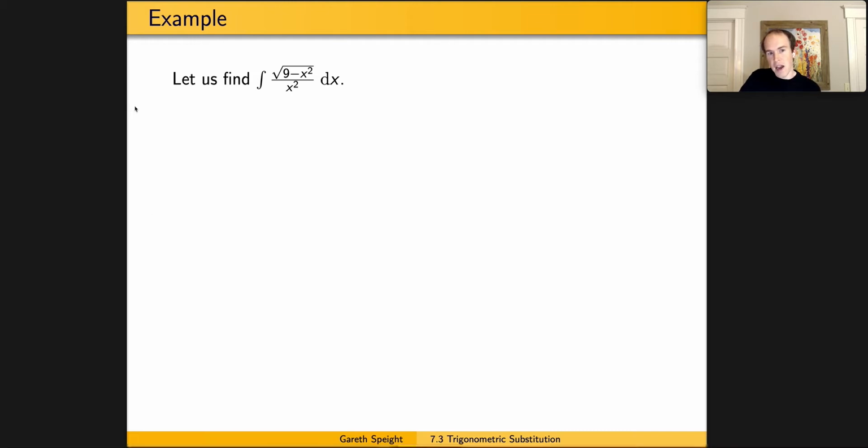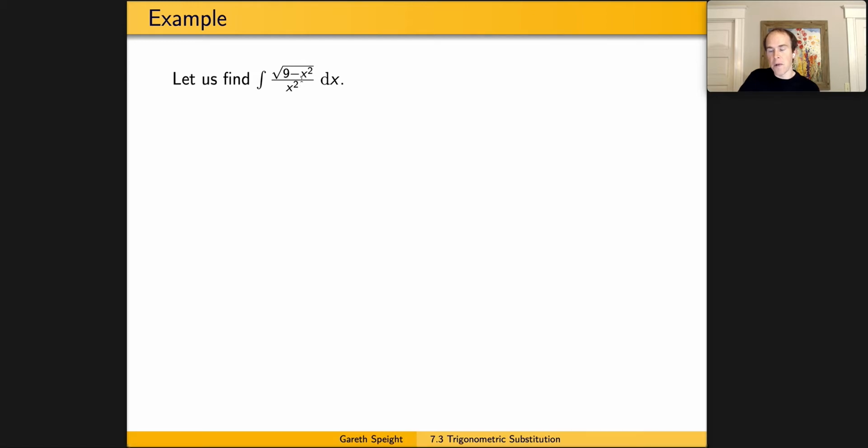Let's suppose we look at the integral of the square root of 9 minus x squared divided by x squared dx. If we just had x times the square root of 9 minus x squared, then we would do u equals 9 minus x squared. But we don't have that, we have something more complicated. So we're going to want to consider a trig substitution. And we see that the square root involves 9 minus x squared. So we're going to want to try x equals 3 sine theta based on what we just said.